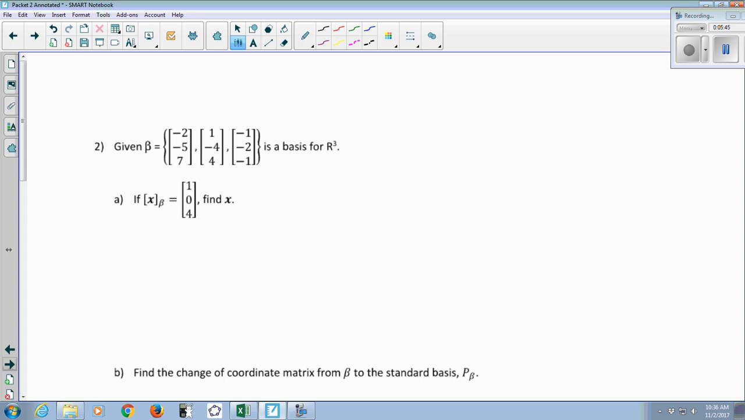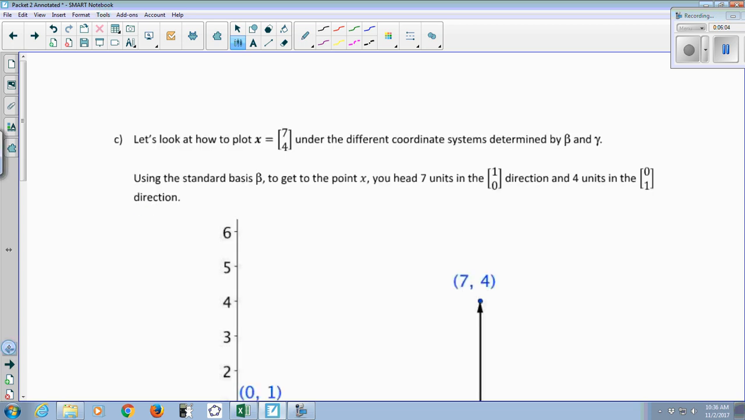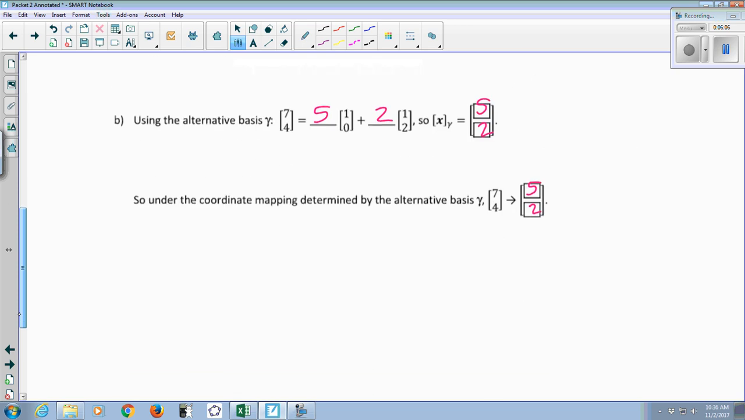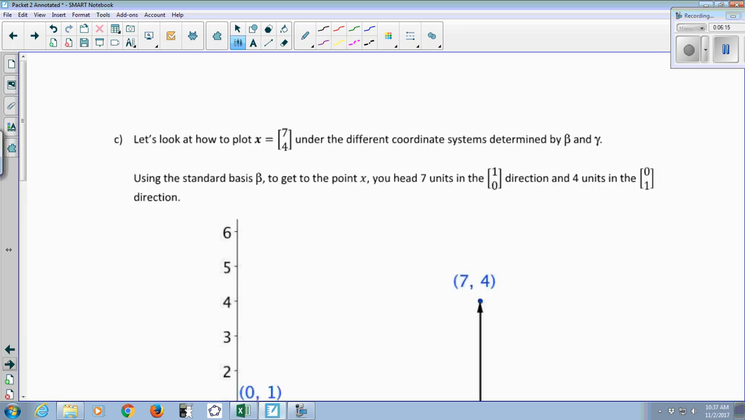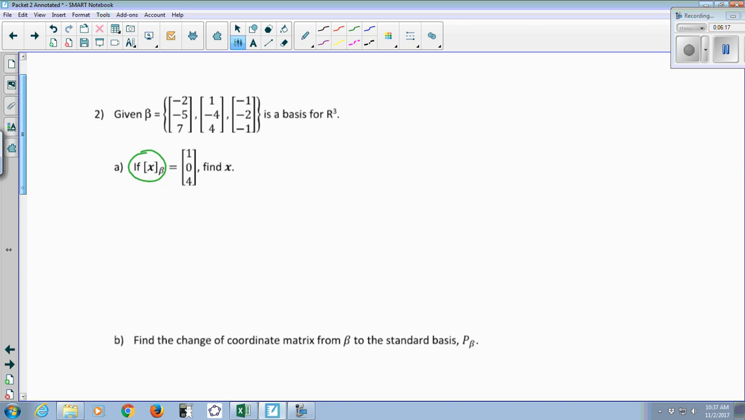All right, so I'm telling you that the coordinate vector of x with respect to the basis beta is (1, 0, 4), and we want to find x. So these are the weights. If you go back to what we did over here, this notation is the weights. These are the weights that you put on the basis. So we're being given the weights that you put on the basis.